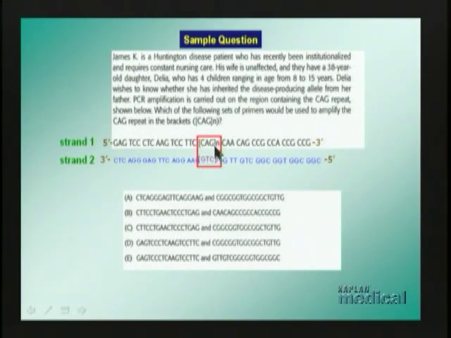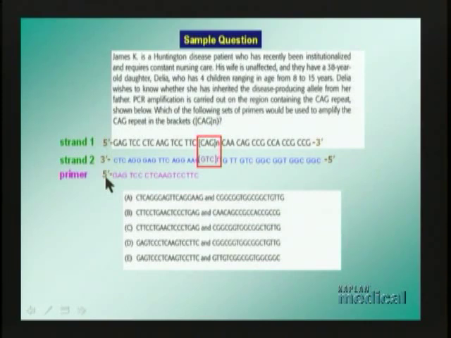So how are we going to amplify just this part among 46 chromosomes? We need to add primers that are near this part of the DNA that we want to amplify. Now, one primer that's going to be used that flanks this part of the double-stranded DNA is shown here. This is one primer that's going to be used.